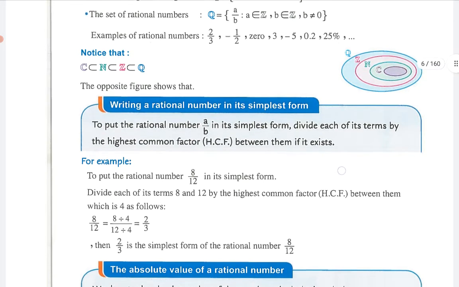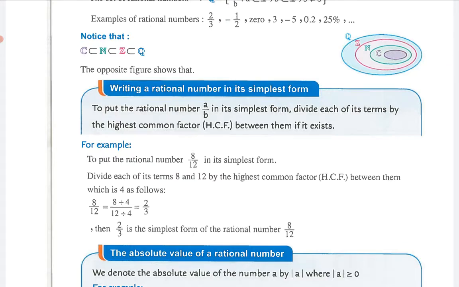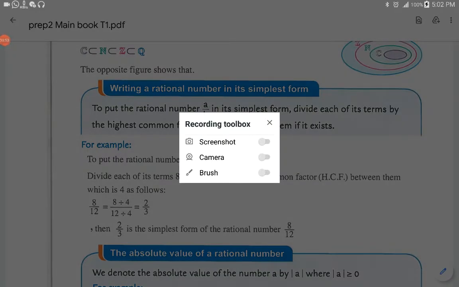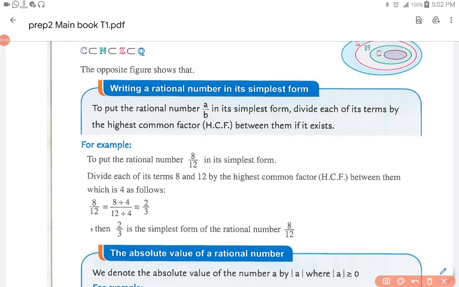عندي 8 over 12. Highest common factor لـ 8 و 12 اللي هو 4. هعمل divided by 4، فكده أنا هاخد النتيجة تديني 2 over 3. يبقى 2 over 3 is the simplest form of 8 over 12.